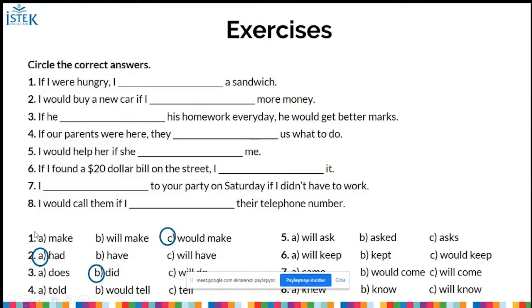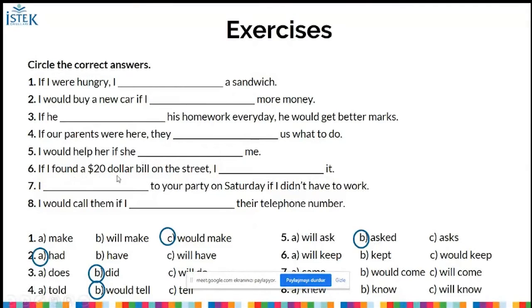If our parents were here, they... asked what to do. Past simple here, would infinitive is needed. We have it here in option B. They would tell us what to do. Are they here? No, they aren't. I would help her if she, past simple we need again, asked me. Does she ask me for help? No, she doesn't.